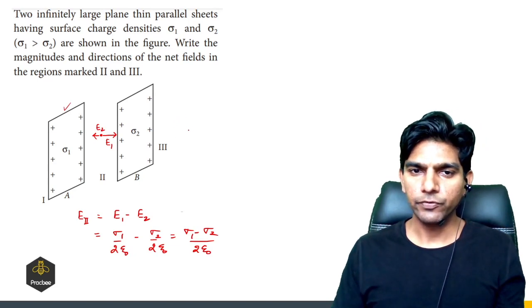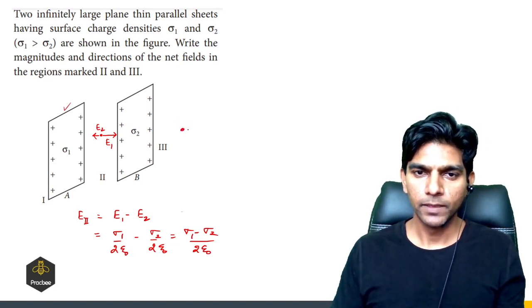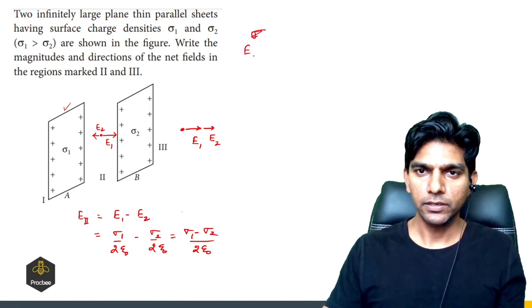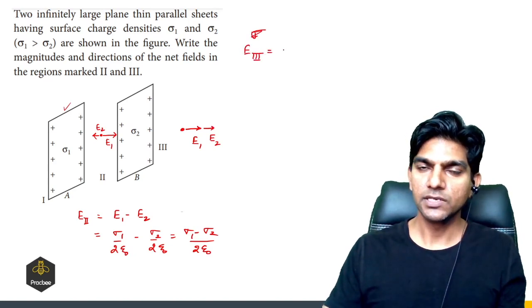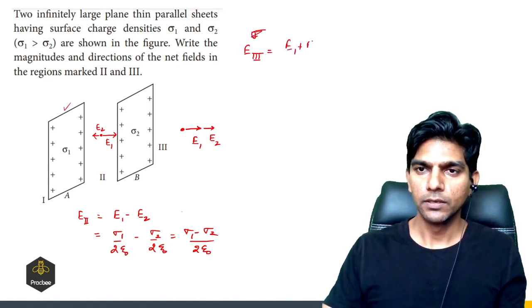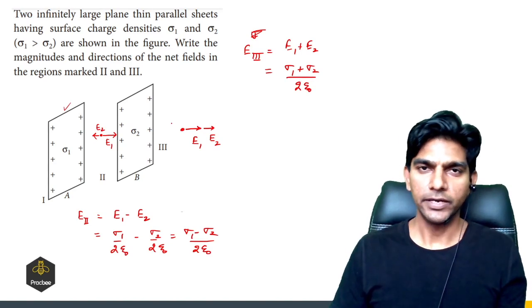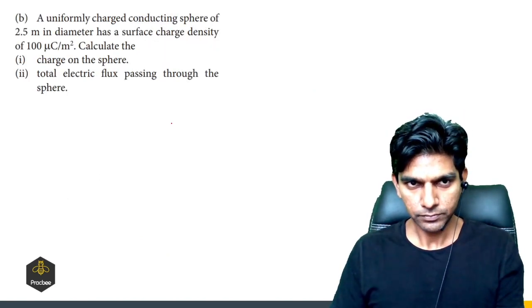Now what is the electric field at region 3? So here the electric field by the first sheet will be in the right direction, E1, and by the second is also in the right direction. So here electric field at region 3 will be the sum of the fields. So E1 plus E2. So this will be sigma 1 plus sigma 2 divided by 2 epsilon naught, right? So that is the answer of this question.